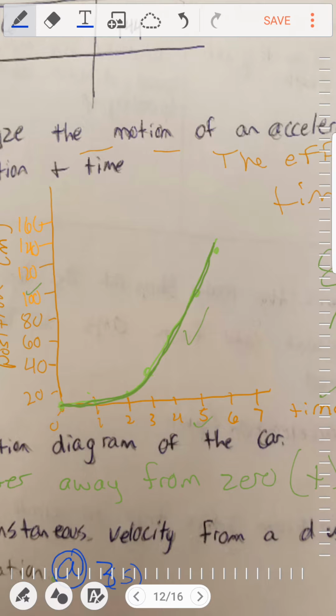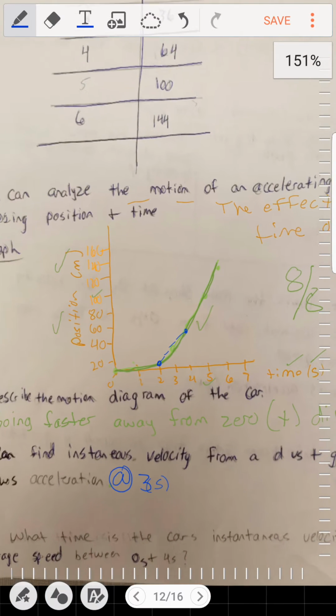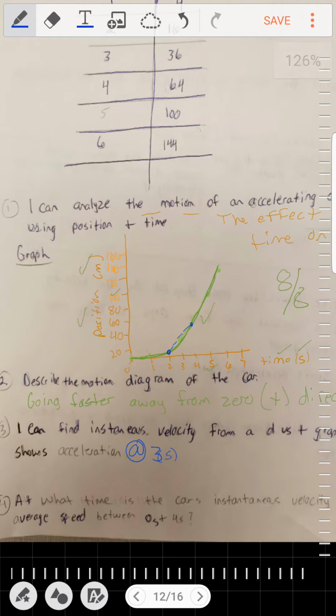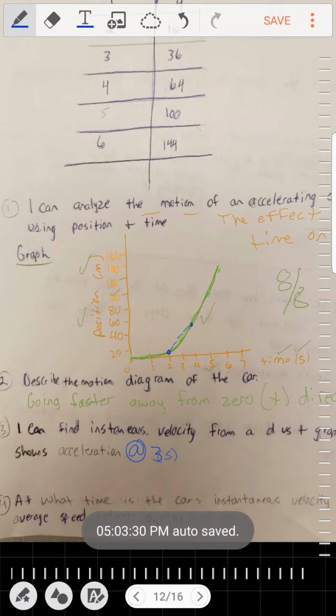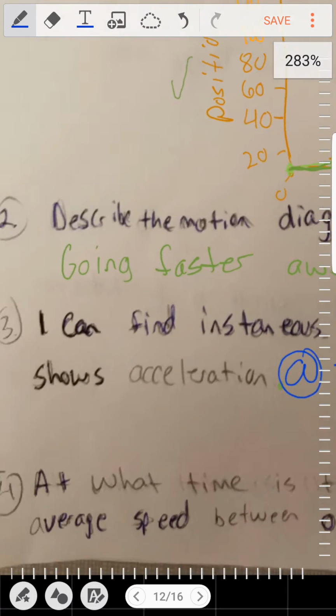So what I have to do is find the average speed around 3 seconds. So I take 2 and 4. Now remember, guys, again and again and again, in order to find the instantaneous speed at any given specific time, I have to find the 2 points on either side of that and find the average speed. So how do I do that? Well, I've got to figure out what average speed is.